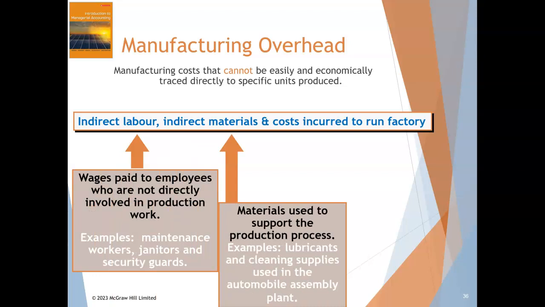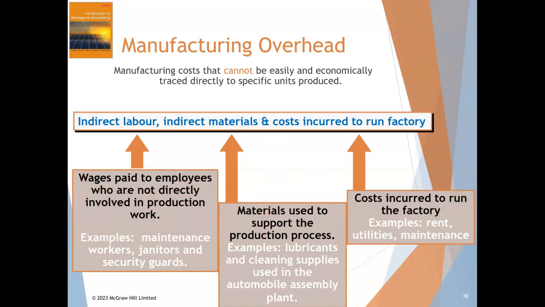Materials used to support the production process. Examples: lubricants and cleaning supplies used in the automobile assembly plant. Costs incurred to run the factory. Examples could be rent, utilities, and maintenance.